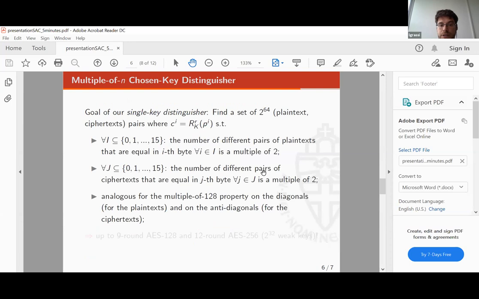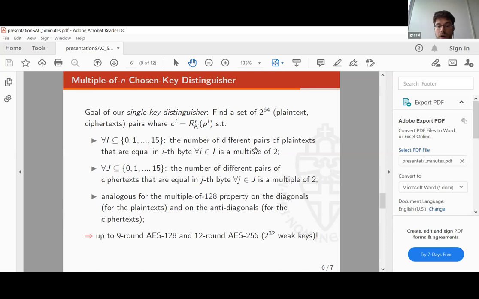The goal of our chosen key distinguisher is to find a set of 2^64 plaintexts and ciphertexts that satisfy the following properties. The number of different pairs of plaintexts that are equal in any combination of bytes is a multiple of 2. The number of different pairs of ciphertexts that are equal in any combination of bytes is again a multiple of 2. And if these bytes form a diagonal for the plaintext or an anti-diagonal for the ciphertext, we require the multiple-of-128 property. Using this property, we can construct a 9-round distinguisher for AES-128 and a 12-round distinguisher for AES-256. And in both cases, the number of weak keys is 2^32.